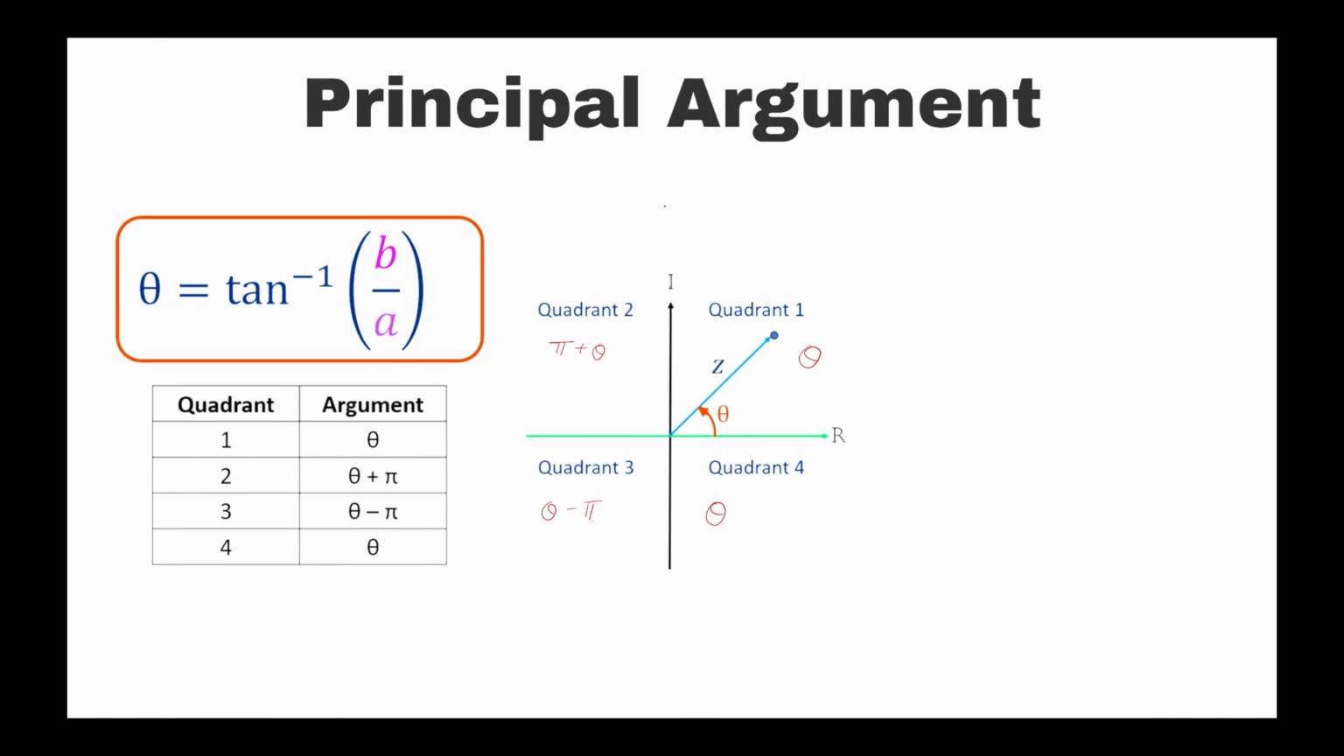Now this is what we call the principal argument. You must remember one thing, that this principal argument always ranges from either minus pi to pi, where pi is included and minus pi is not included, or it can be minus pi to pi, where minus pi is included and pi is not included.